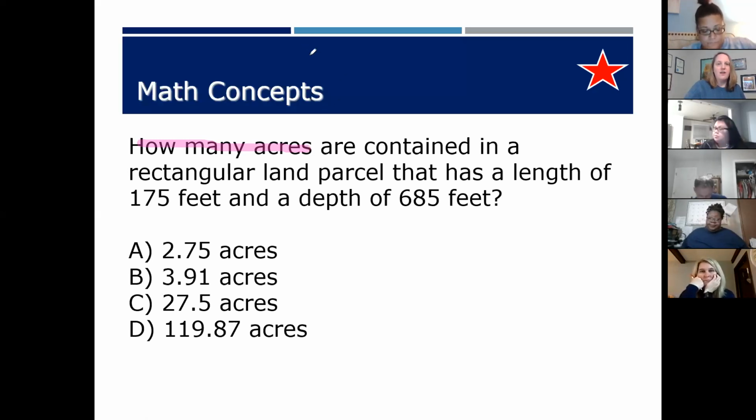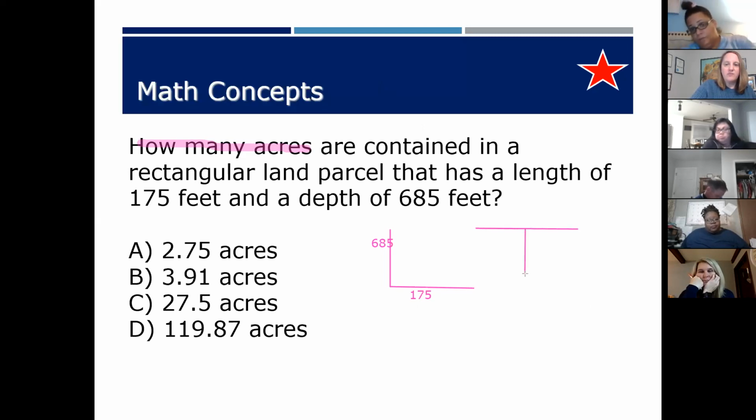So what's the first thing we need to do? Find that square feet. When I do problems about land, I'm such a visual person, I like to draw my picture. So it has a length of 175 and a depth of 685. So I can see my land, I can see the lot that I'm talking about. So the first thing we're going to do is find our square feet. You can either take length times width, 175 times 685, or you can use a T-bar, either way.